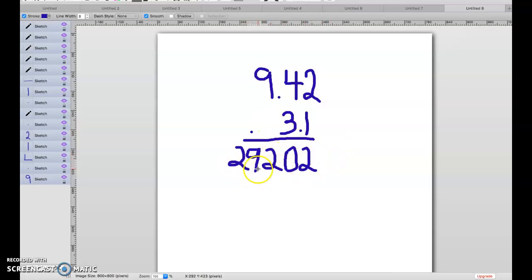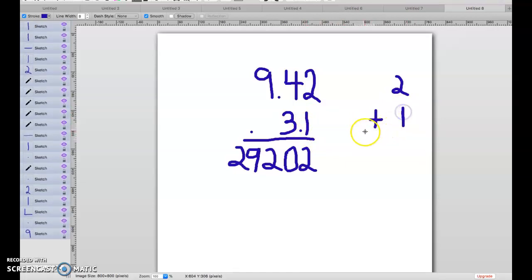So the only thing that's going to be different in this answer is how many decimal places this answer has. So there are 2 decimal places in this first number, okay? Plus we have 1 decimal place in our second number. So 2 plus 1 means we have 3 decimal places in our answer. So 1, 2, 3. All right, so 29.202 is our answer for this multiplication problem.